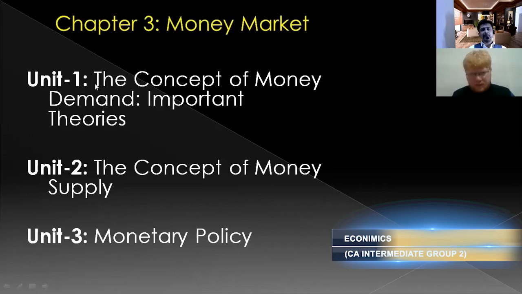In the 3rd chapter, there are 3 units. Money Market is the name of the chapter. The first unit is the concept of money demand and the important theories. The second unit is called the concept of money supply. And the third one is called Monetary Policy.